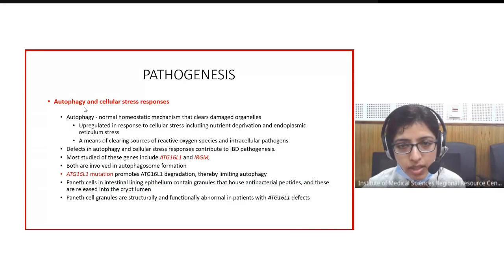Then how are they affecting the autophagy and cellular stress responses? So what is autophagy? Again, we have already read, just to revise, it is a normal homeostatic mechanism that clears out the damaged organelles. So whenever cells undergo damage for any reason, all the damaged cellular material, the cell debris, needs to be removed. It should be cleared out. All the damaged organelles need to be cleared out. Okay, autophagy also occurs in response to stress.